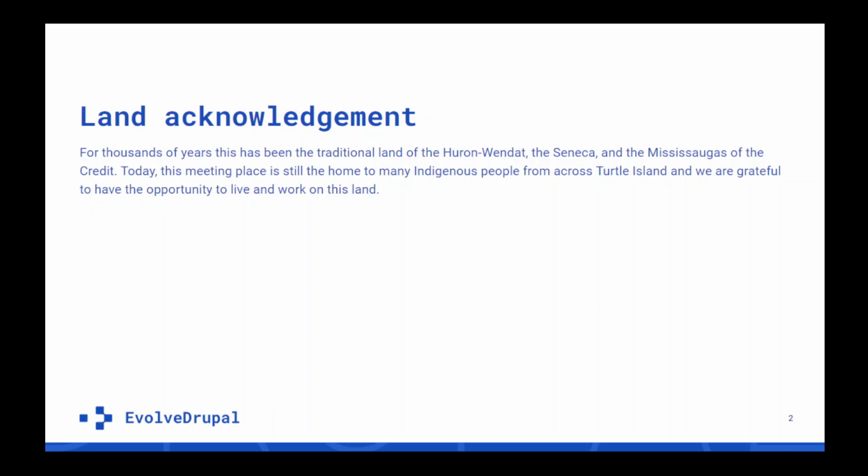So I'm going to start with a land acknowledgement, and if you're from Toronto, you might recognize this land acknowledgement. It's from the University of Toronto. For thousands of years, this has been the traditional land of the Huron-Wendat, the Seneca, and the Mississaugas of the Credit. Today, this meeting place is still home to many Indigenous peoples from across Turtle Island, and we are grateful to have the opportunity to live and work on this land. And in acknowledging the land and what that means in the context of this event, I feel like we should make efforts to ensure that the commitments that our institutions, our colleges and universities, make in terms of respecting Indigenous peoples is also reflected in our digital spaces. And as I know that this session might be accessed online, I'm also going to extend that to areas of the world where people may access this presentation.